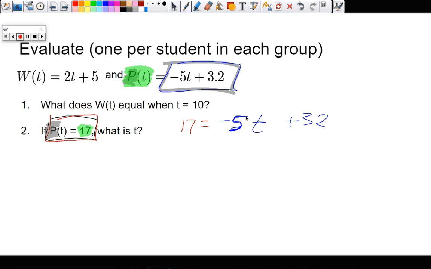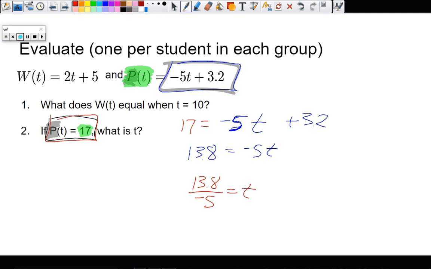Algebra 1 tells us to do what first? Subtract 3.2. So with a calculator in your head, 17 minus 3.2 would be what? 13.8. Nice, 13.8. You may have to do the next step with a calculator, and please do if you need to. Right here, we would divide by negative 5.